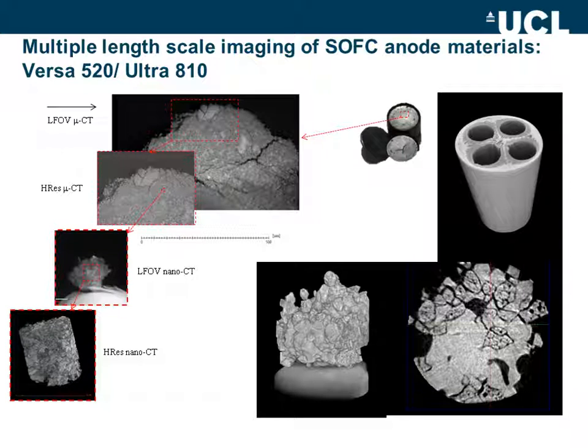I mentioned that I'm going to focus today almost solely on lithium-ion batteries, but in the Electrochemical Innovation Lab at UCL, University College London, we have a wide variety of electrochemical device research, and because we have the capability with the Versa 520 and the Ultra 810 to perform multi-scale correlative X-ray imaging, we apply these techniques to a whole variety of different functional materials. So, for example, here you're looking at a solid oxide fuel cell anode, which has been imaged at multiple length scales, from the microtubular device right down to the individual electrode particles.